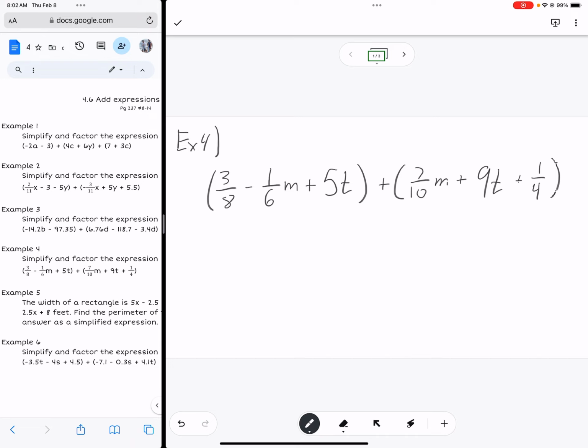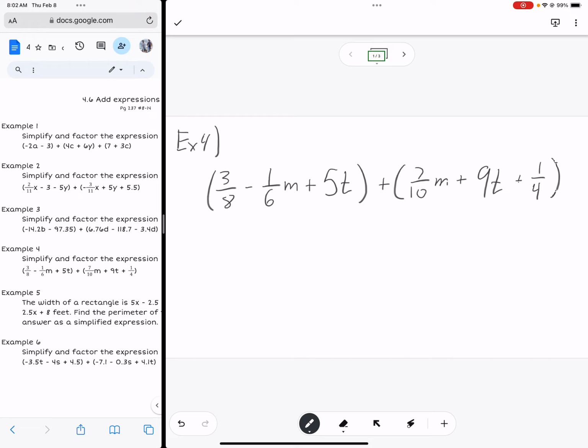All right, I got tickets here again. Yay. So let's rearrange it. Let's go with Juju. I want you to rearrange it so that we can put the like terms together. All right, Juju, what's the first step?